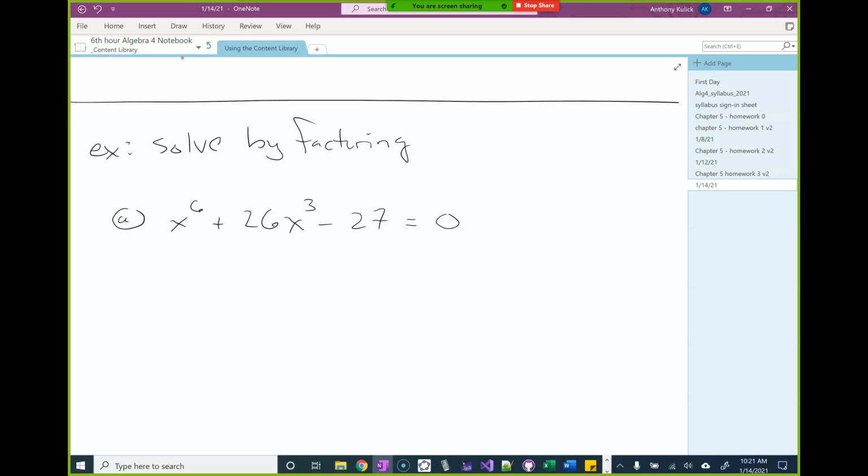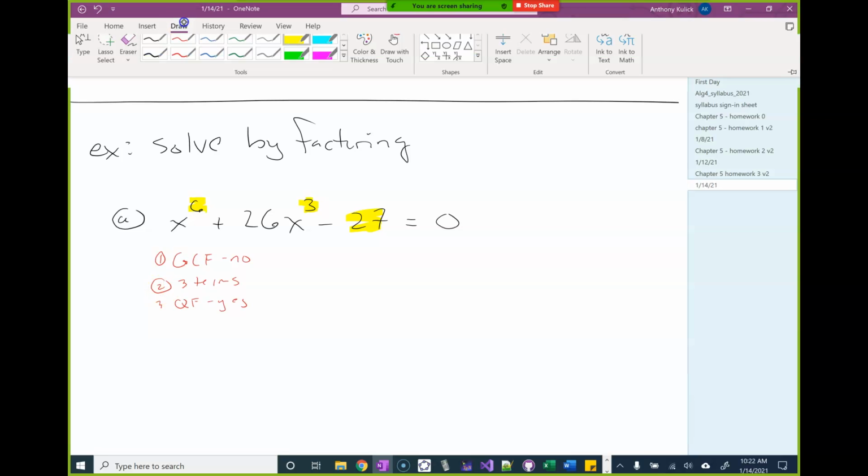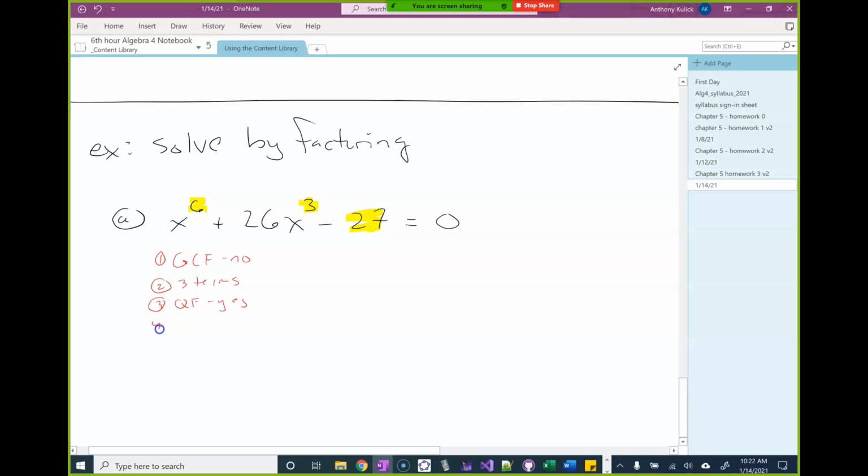There's no greatest common factor. It's got 3 terms. It's in the quadratic form because the biggest exponent is twice the smaller exponent, and the last number is a constant. The leading coefficient is 1, so we can use the shortcut. We need to find 2 things that multiply to give 27 and add to give us positive 26. That's 27 and negative 1.